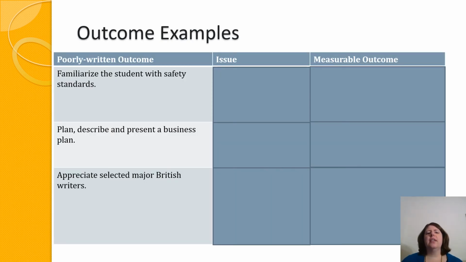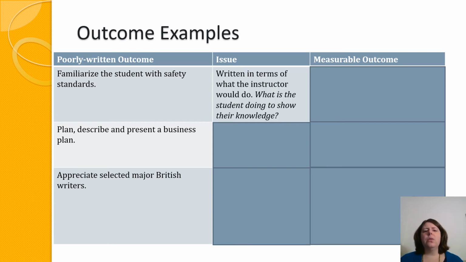So let's take a look at some outcome examples. I'm going to give you a poorly written outcome and then talk about the issue and then how we could make that more measurable. So one example that I've listed here is familiarize the student with the safety standards. Our issue is that this is written in terms of what the instructor is going to do. So what will the student do to show their knowledge? That's what we have to ask.